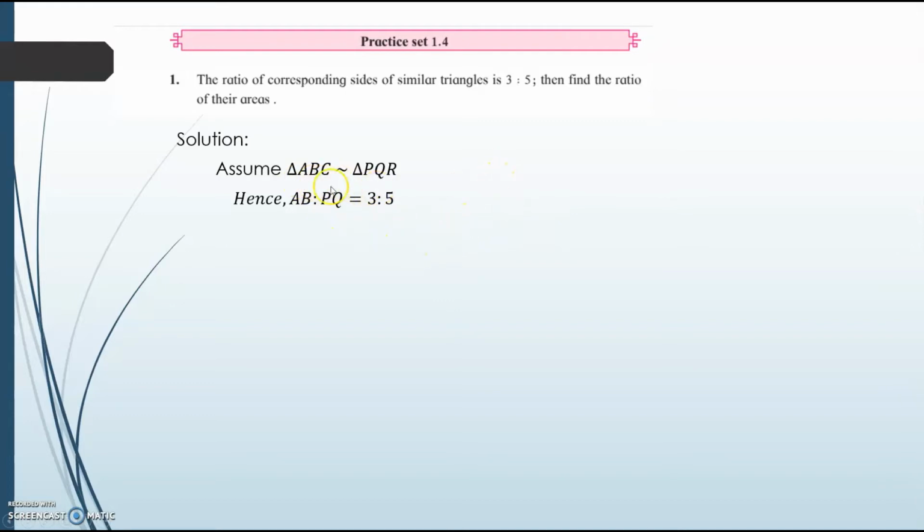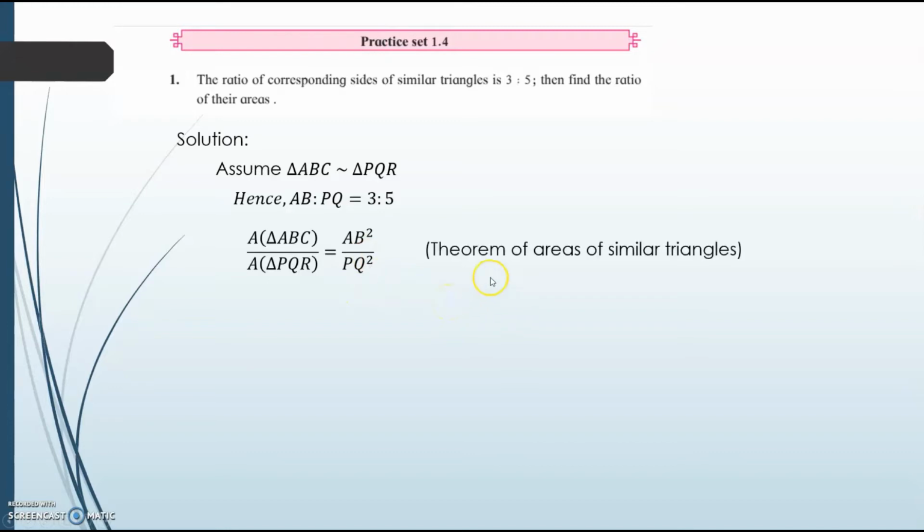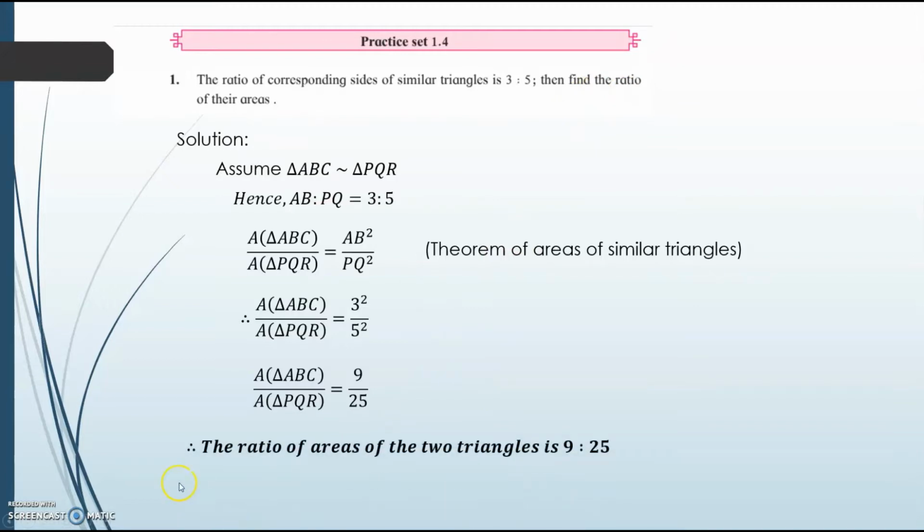Now we know when two triangles are similar, area of triangle ABC upon area of triangle PQR is equal to AB square upon PQ square. Let's substitute the values. Now 3 square will be 9 and 5 square will be 25. What's the question? Find the ratio of their areas. So let's write the final step. Therefore, the ratio of areas of the two triangles is 9:25.